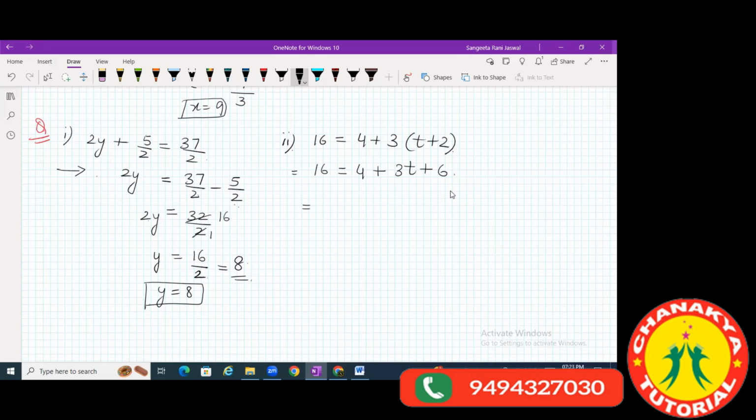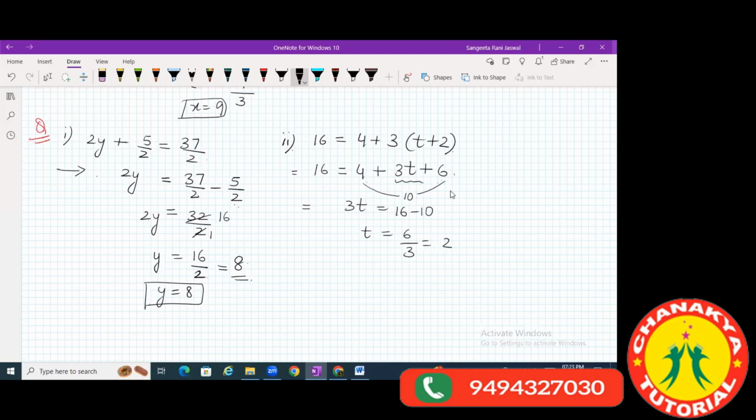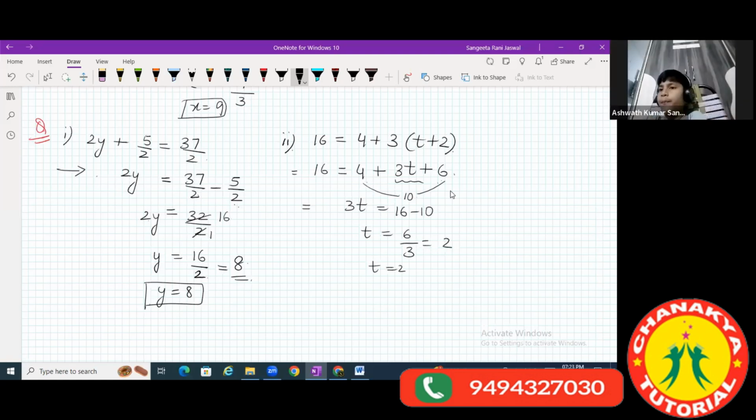So we keep the 3t on one side. We will not change its position because this is the only term with the variable. Then the other two terms, 6 plus 4, is 10. Right, children? Yes, ma'am. So when I take 10 to the other side, this becomes 16 minus 10, which is 6. So 3t equals 6, so t is 6 by 3, equal to 2. Yes, ma'am. Okay.